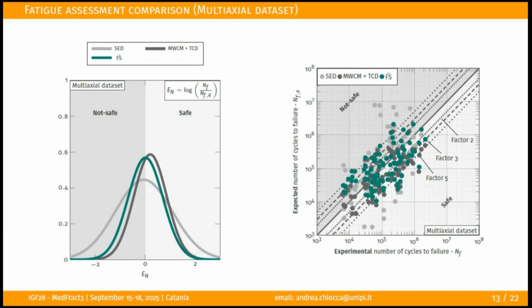In this case, we can see that the method calibrated using 2 data sets behaves more or less in the same way as the modified Wöhler curve method combined with the TCD. The difference is that here we have 1 calibration parameter. In this case, we have 4 calibration parameters. So quite a huge difference for the calibration phase.